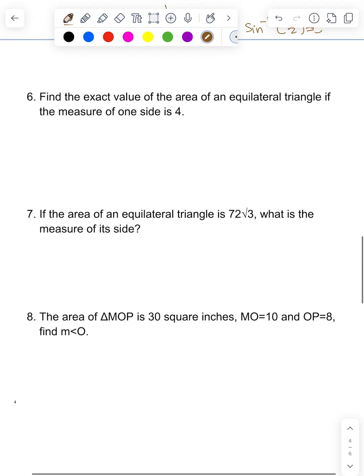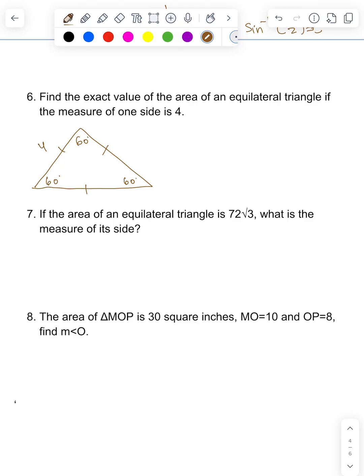Okay, these are the last couple of questions we're going to do. We have an equilateral triangle. So this requires the use of a 30, 60, 90 triangle because it says exact value. So if you drop an altitude, this is 30. So we have 30, 60, 90.